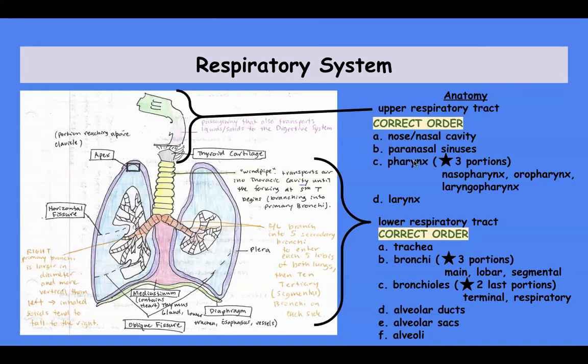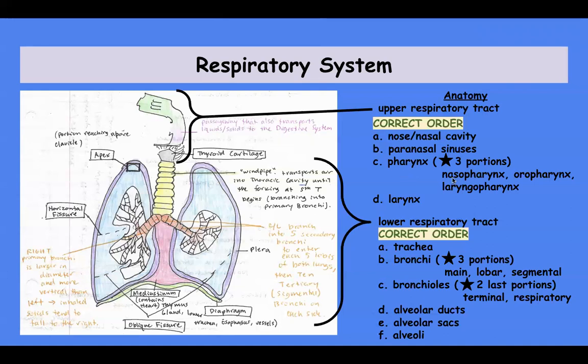And the pharynx has 3 specific portions. The pharynx is divided into the nasopharynx, the oropharynx, and the laryngeal pharynx. And then after the pharynx, air is going to pass through the larynx. A lot of students, and myself included when I took the course, tended to have a hard time remembering the correct order of the portions of the pharynx. But let's look at this in terms of its name. So we start with the nasopharynx as the first of the 3 portions of the pharynx.